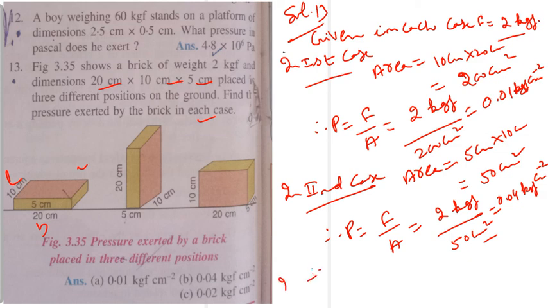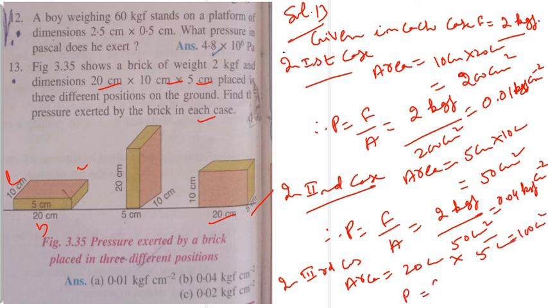So in the third case, area would be what? 20 centimeter into 5 centimeter. 20 centimeter is length, 5 centimeter is breadth. So this would come out to be 100 centimeter square, and P would be F upon A equal to 2 kgf upon 100 centimeter square. So what would it come to? 2 divided by 100 would come out to be 0.02 kgf centimeter minus 2.